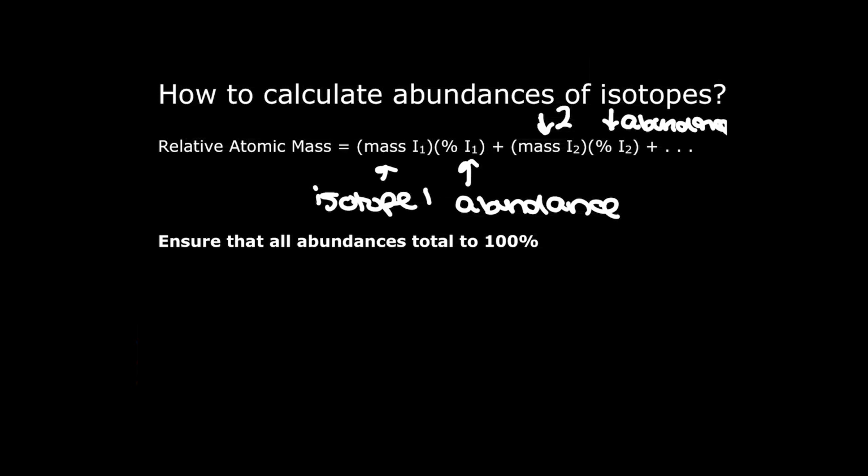And if you have more than 2 isotopes, you keep going with that process, and as you can see down here, ensure that all abundances total 100%. If they do not total 100%, then you're missing an isotope, or you are trying to find that isotope abundance, so you would solve for it that way. Now we're going to go over some practice examples so this can be better explained with a problem.